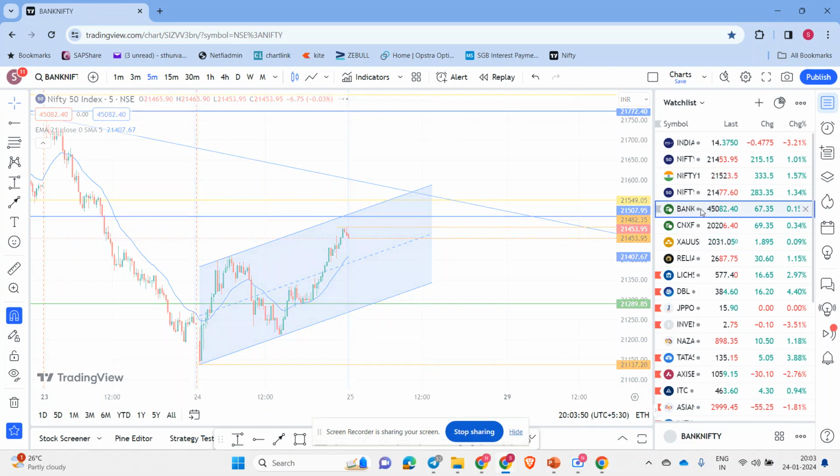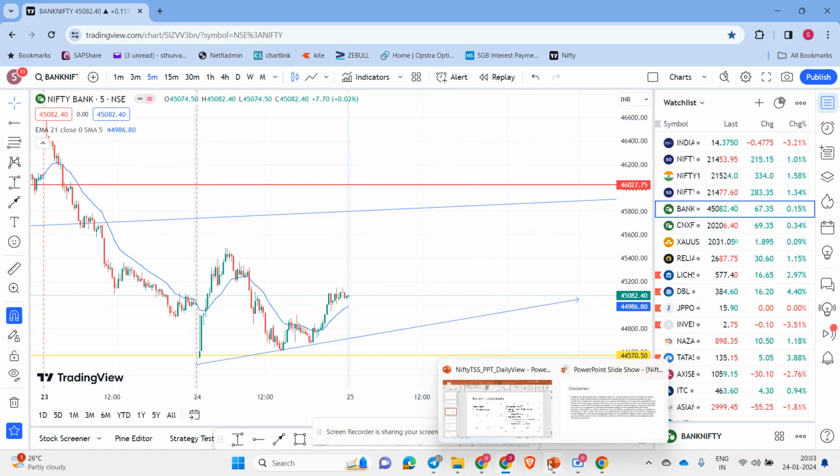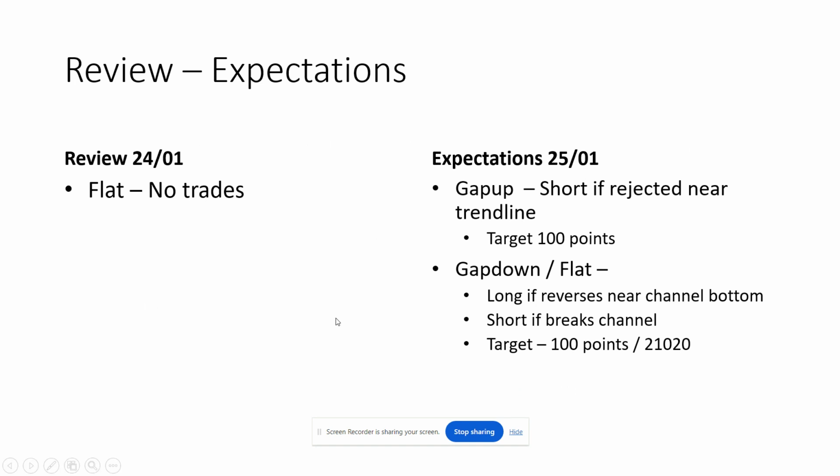Let's look at what we had discussed. Let's see the slide that I have captured. So no trade today. Tomorrow, gap up, short if rejected near the trend line, and gap down, go long if it reverses near the channel bottom. Short if it breaks the channel. So these are the things we are talking about for Nifty.